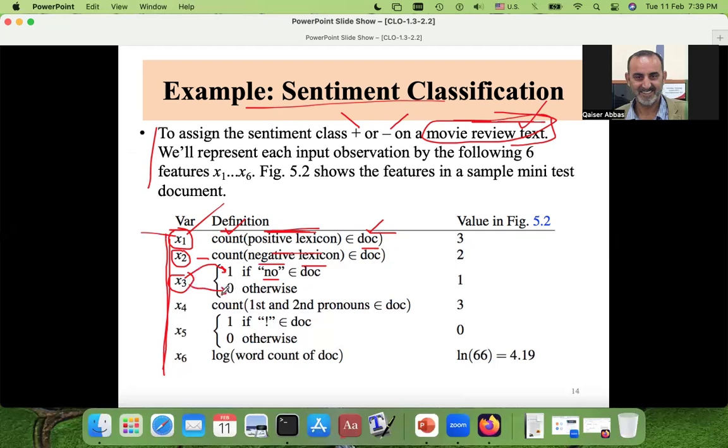And then we have another feature, x4, which counts the first and second person pronouns. In English, I and we are the first person pronouns. The second person pronoun is you. And the third person is he, she, it.